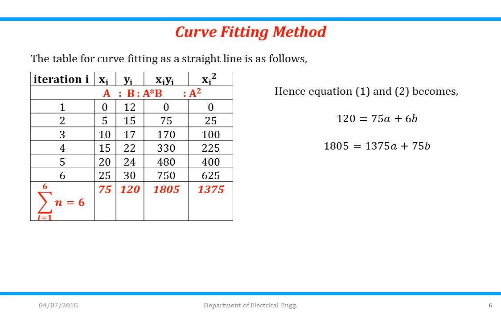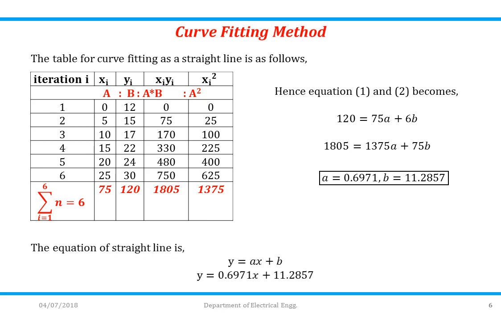So if we substitute, we get the equations 120 equal to 75a plus 6b and 1805 equal to 1375a plus 75b. We can solve these equations easily on the calculator. We get a equal to 0.6971 and b equal to 11.2857. Therefore, the equation of the straight line is y equal to ax plus b, that is y equal to 0.6971x plus 11.2857.